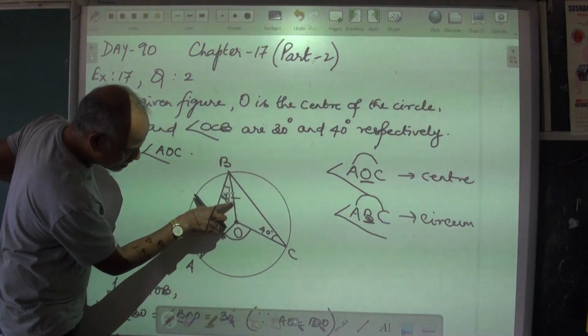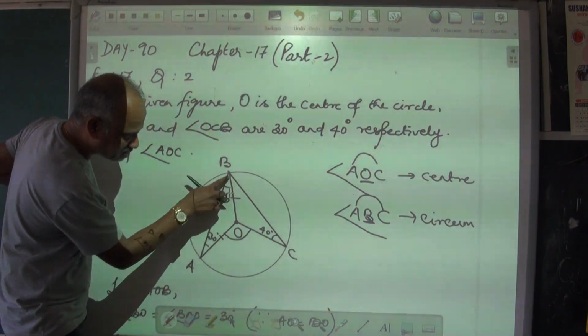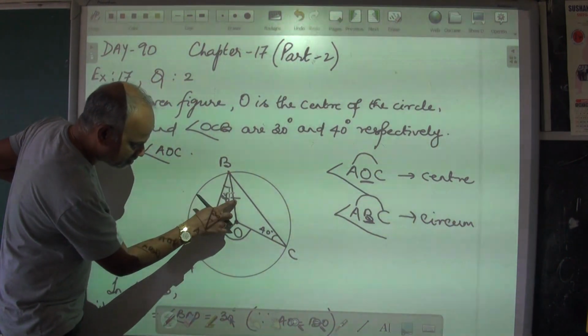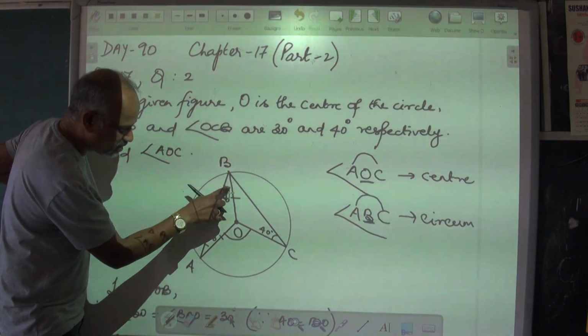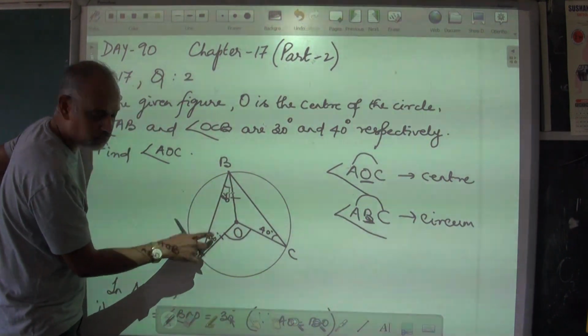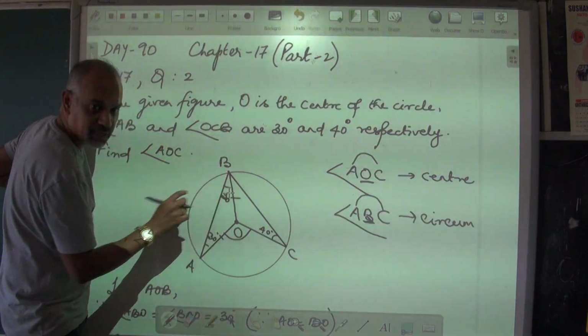Why? Because this side and this side are equal, it becomes an isosceles triangle. These two sides are equal, so the angles opposite to them also must be equal. These are the two angles which should be equal. So if this is 30, this must be 30.